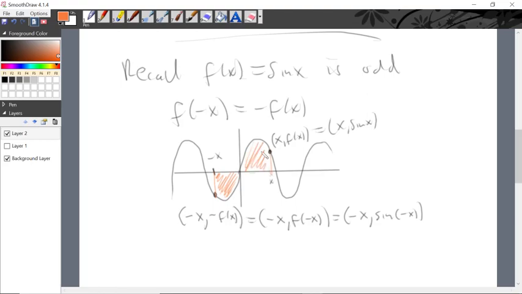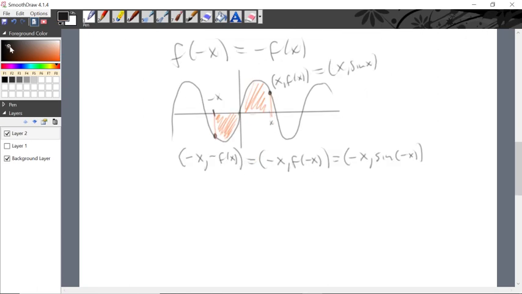Notice that by rotational symmetry, if we were to rotate this around by 180 degrees, this area exactly overlaps that area in size. These are the same size areas, but the one above the x-axis is positive. We take it as positive, and the one below the x-axis we would subtract from the one above the x-axis. So the integral from, well, let's take an example.